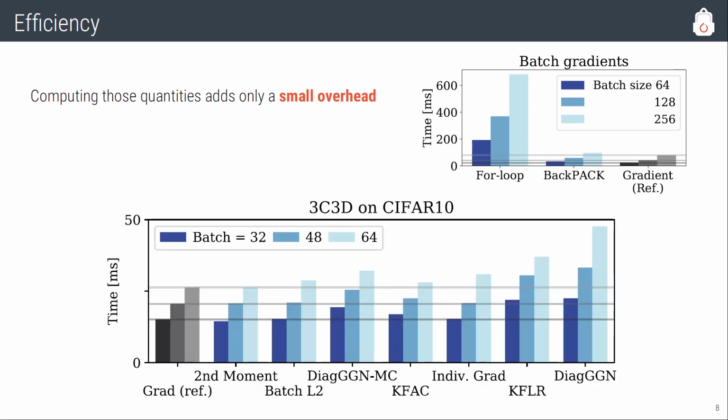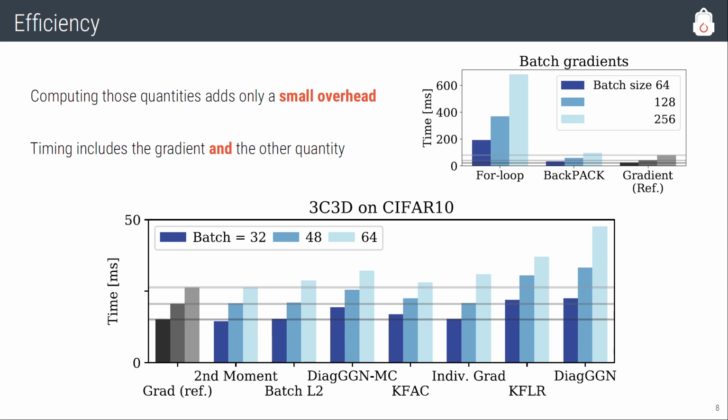The bottom bar chart shows benchmarks on a bigger convolutional neural network with 3 convolutional and 3 dense layers on CIFAR10. Most quantities add only little overhead to the computation of the overall gradient, shown in gray. The timings shown in blue here represent the time it takes to compute the overall gradient and the additional quantity. For example, computing the overall gradient and the second moment adds no overhead. Computing the individual gradients on top of the overall gradient adds only 10% overhead.